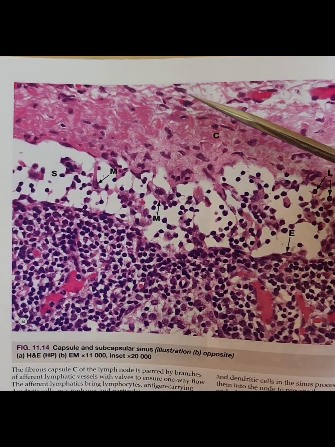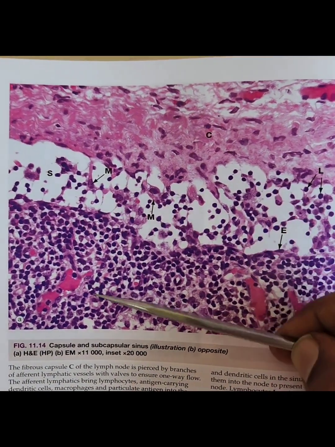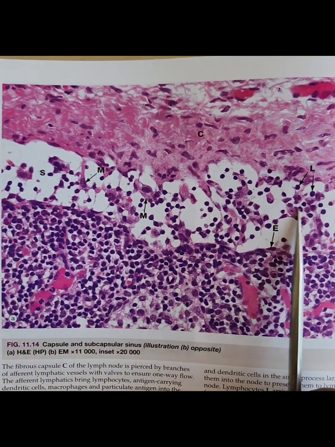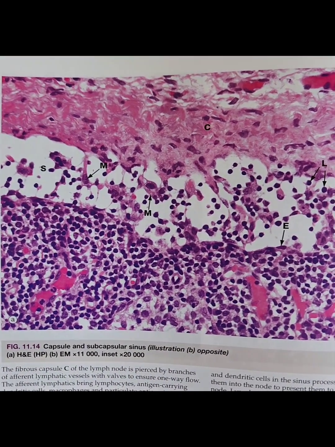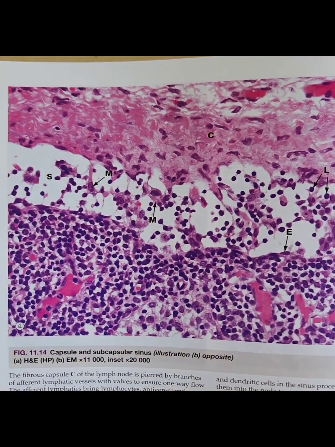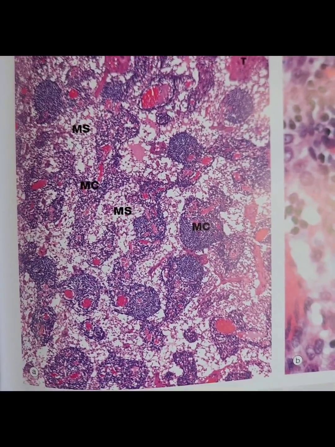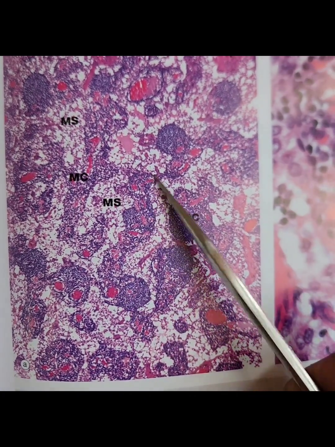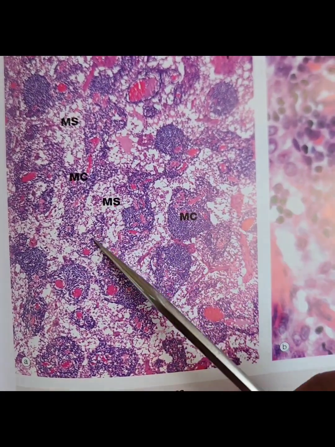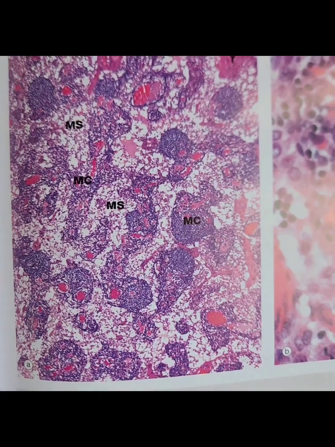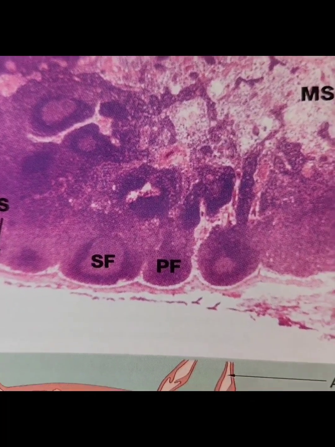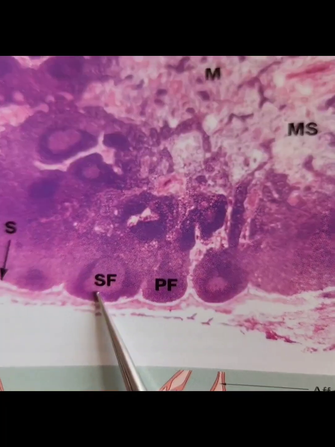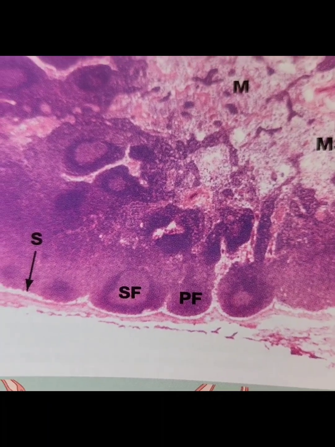This is a higher power of capsule and parenchyma. Below the capsule, we can see the subcapsular sinus, where cell population is sparse, which allows the lymph to pass through. This is a structure in the medulla where we find medullary cords, populated cords of lymphocytes, and clear spaces are medullary sinuses. Lymphatic follicles are of two varieties, primary follicle and secondary follicle. These are also known as lymphatic nodules.